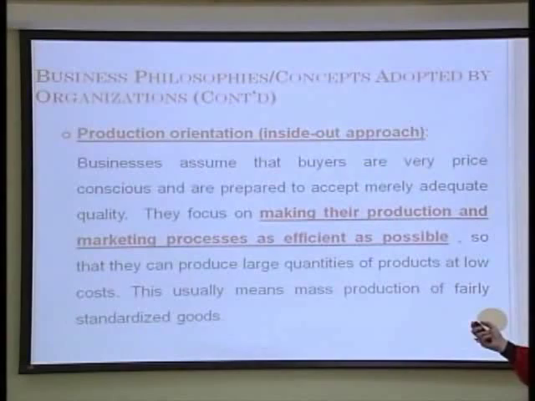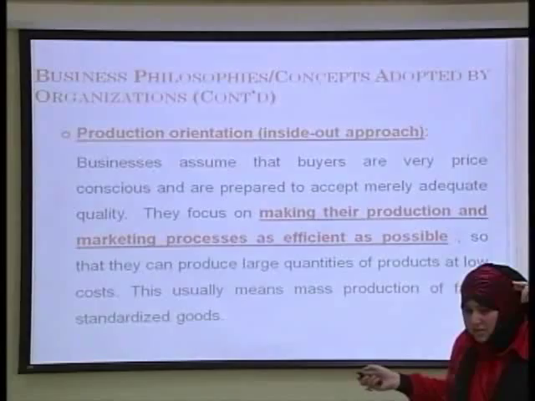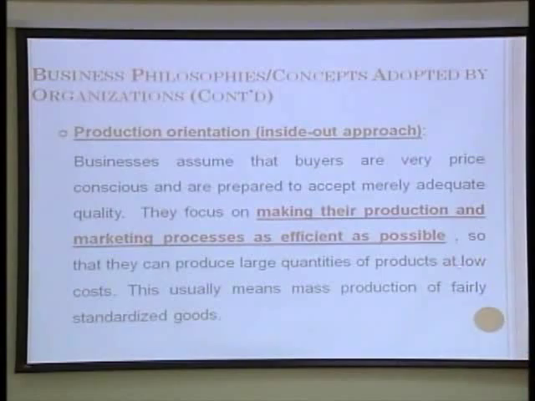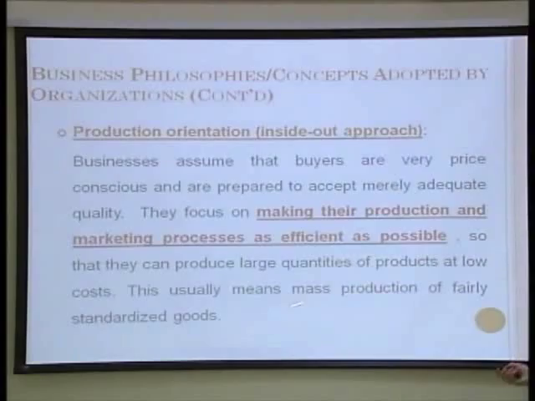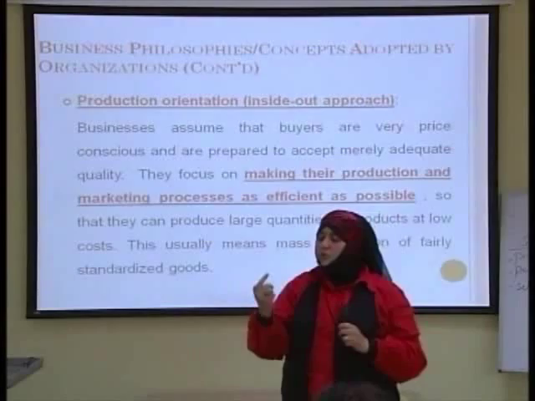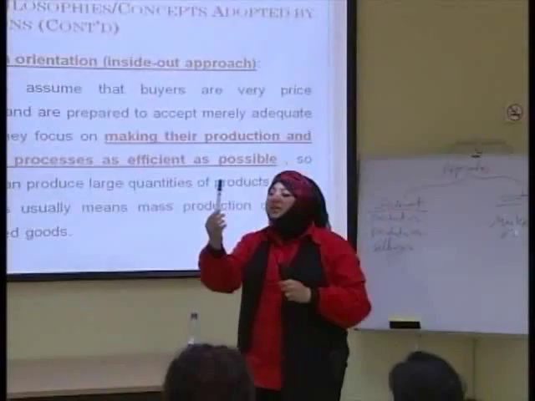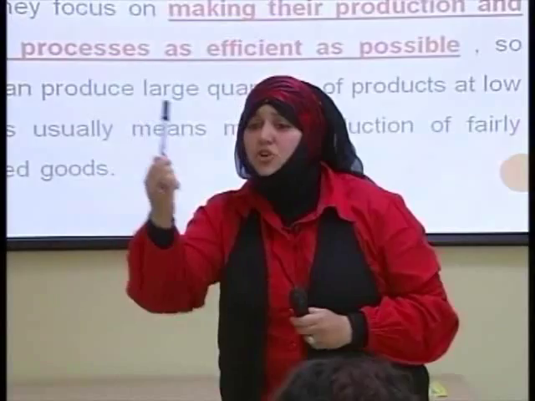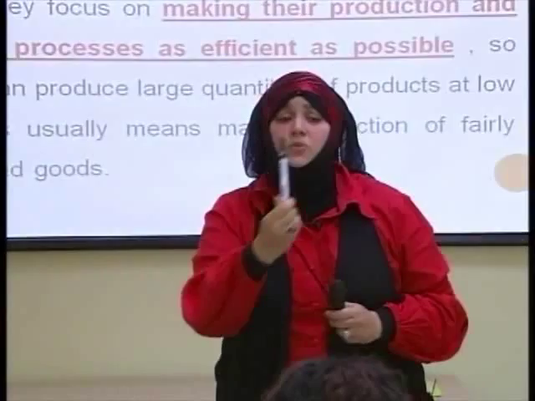Okay. They focus on making their production and marketing processes as efficient as possible. Efficient means with the lowest possible cost, right? Okay. So that they can produce large quantities of products at low costs. This usually means mass production of fairly standardized goods. What do we mean by standardized goods? When you do not tailor a product, when you do not customize a product to a specific client or customer, we produce just, for example, this marker, we produce it this way for everybody. We do not customize, we do not tailor, we do not change the features based on the customer. This is what we mean by standardizing the product.